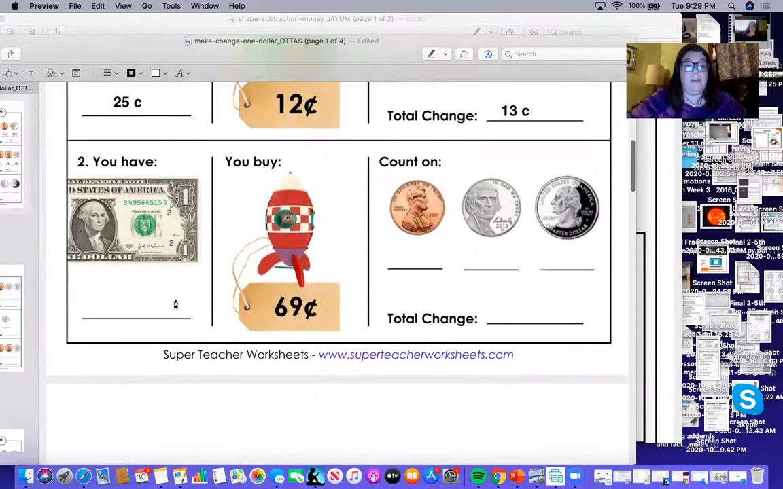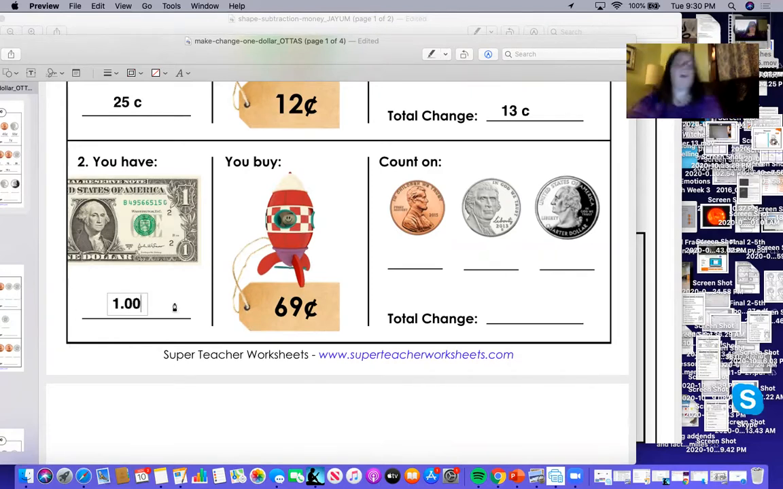All right, we have $1. We buy a rocket ship for 69 cents. I don't know where they're going. Like, come on now. In this day and age, it's very hard to find things to buy that are under $1. I'm sure they're out there though.